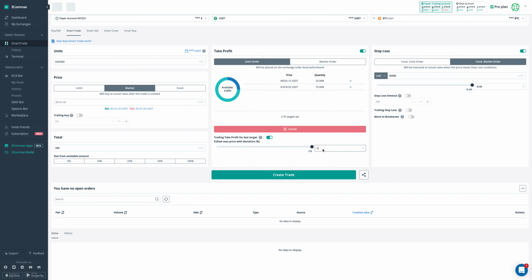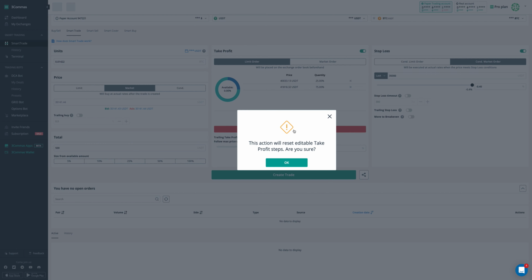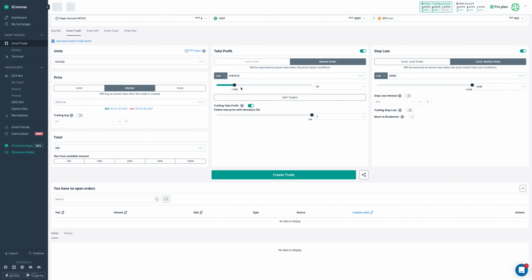Just because it gives it enough room to breathe, right? You wouldn't have a take profit of 1% and a deviation of 0.1 because that can easily just get stopped like that. So you want to give it a bit of room to breathe. I'm just going to cancel these take profit targets just now and just go for the normal one just now.